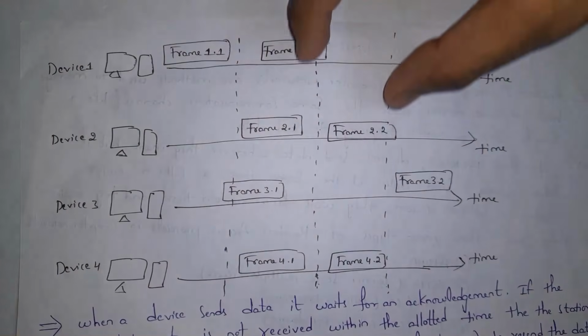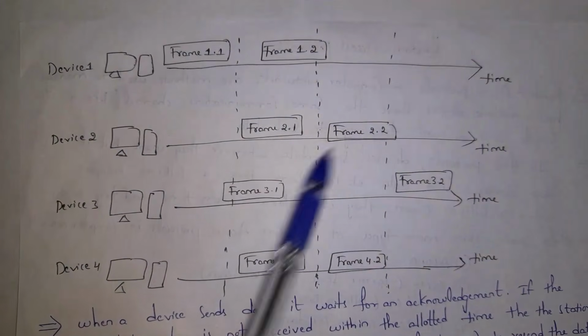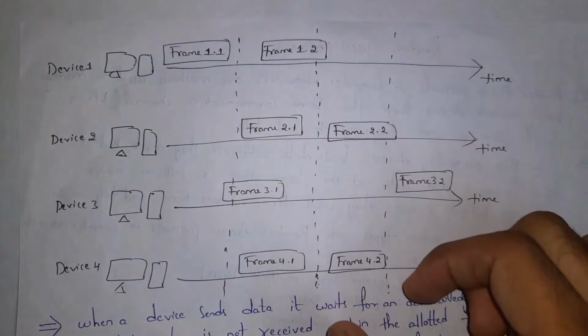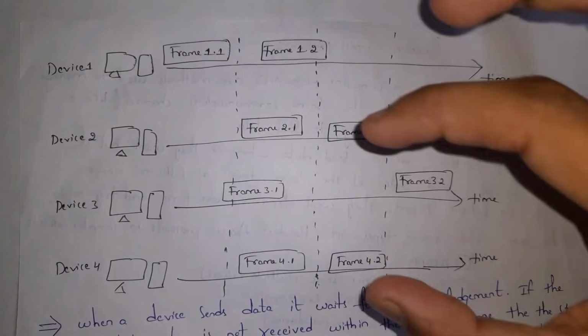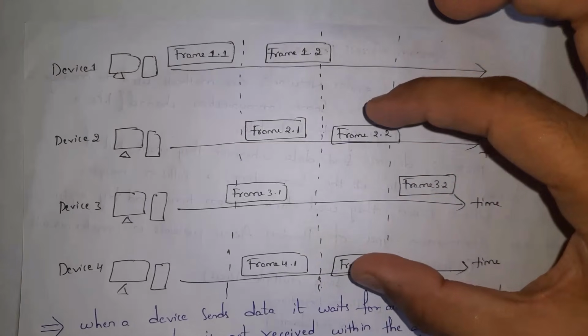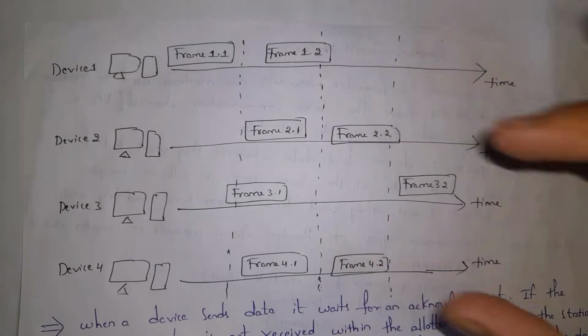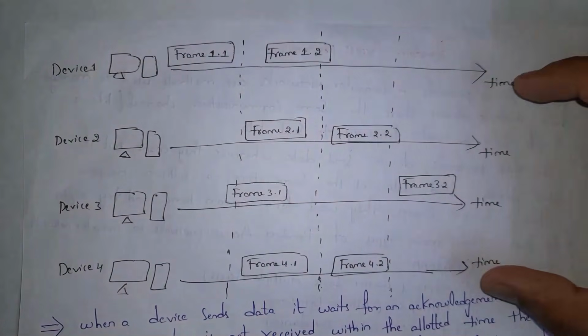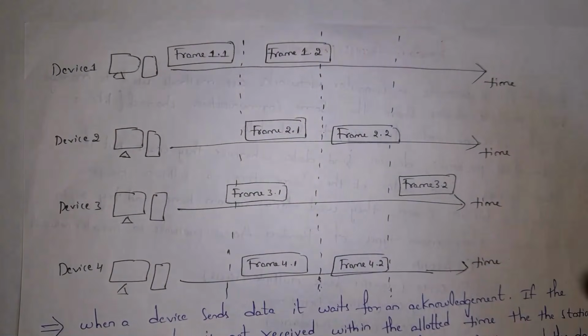In this particular time slot, device 2 is sending one frame and device 4 is sending one frame. As both devices are sending data at the same time, again collision will occur. These 2 frames will be lost, so again the devices need to retransmit these frames. In this particular time slot, only one device is sending data in this cable, so this frame successfully reaches the receiver.